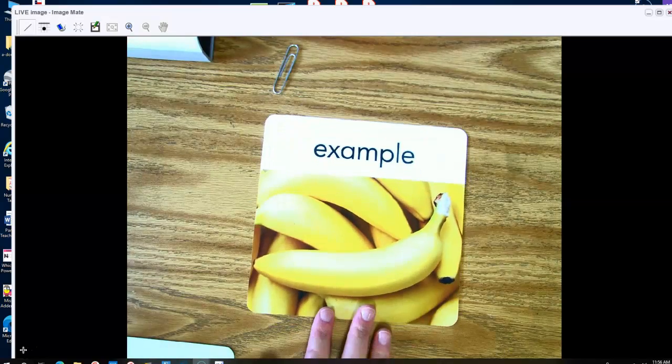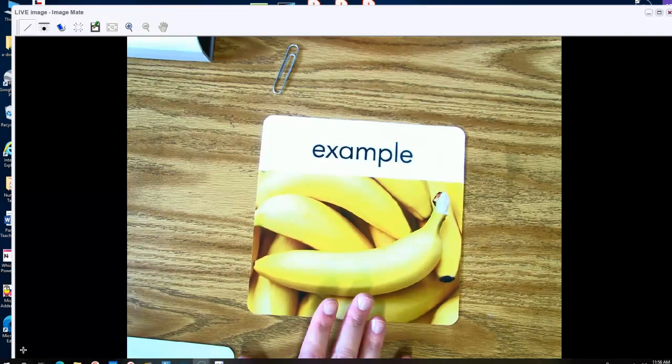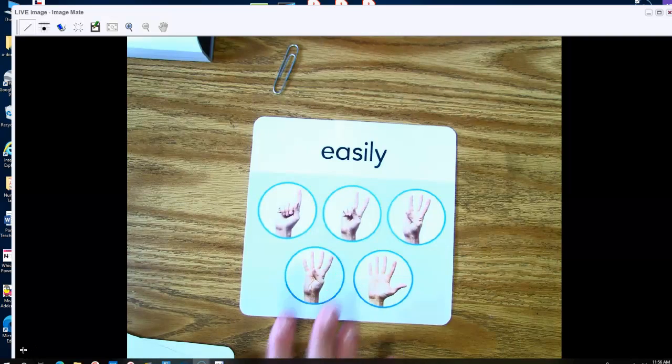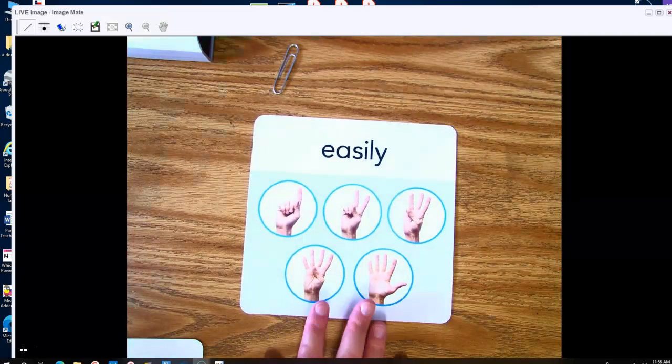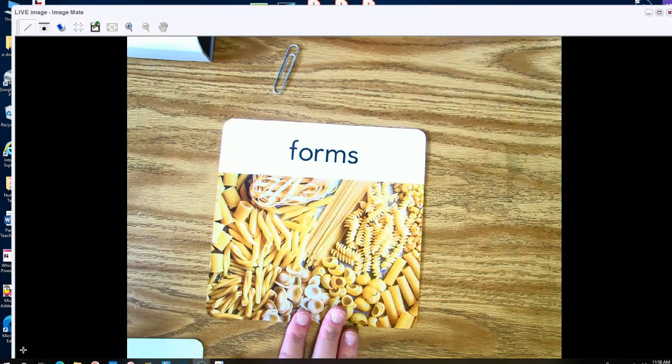Example means a kind of. So banana is an example of fruit. Banana is a kind of fruit. Easily. Easily means something that can be done with little effort. So I can easily count to 5. Forms. Forms of pasta are in this picture. Forms are kinds of.